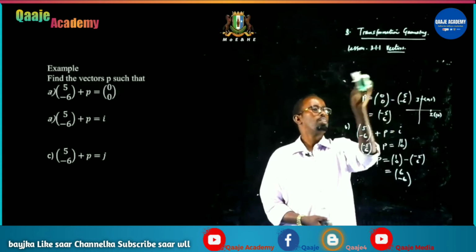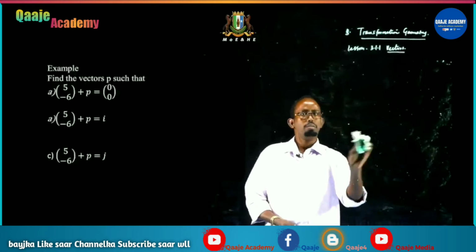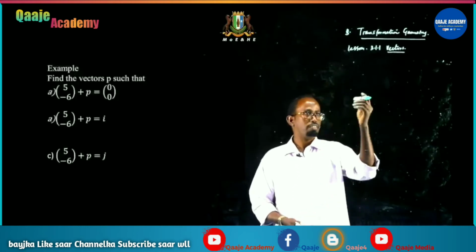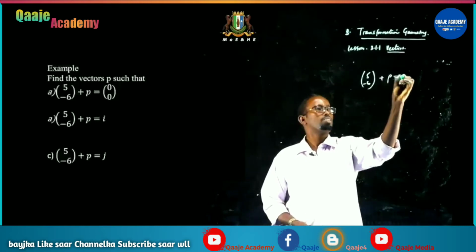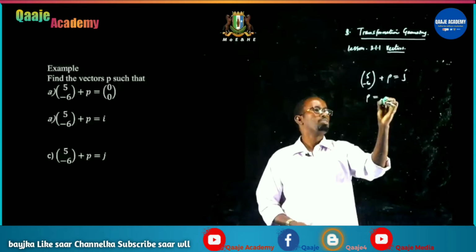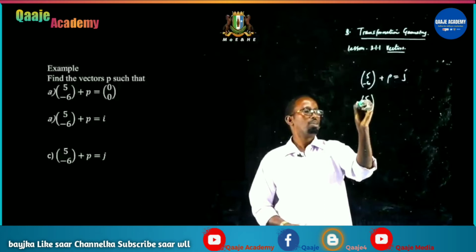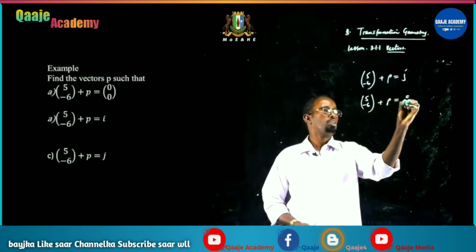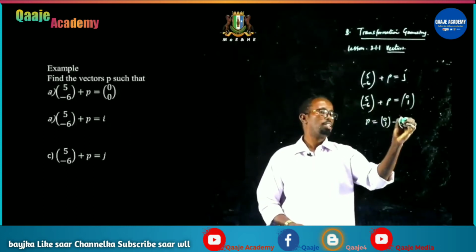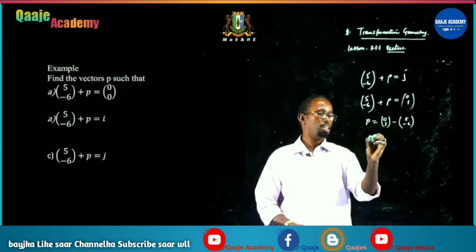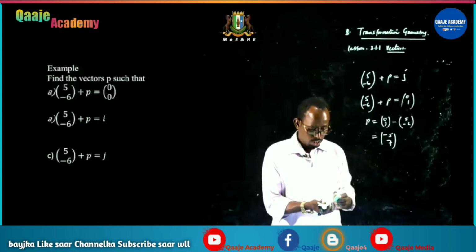The last one, we have (5, -6) plus P is equal to J. Therefore, P will be equal to, instead of J, we write (0, 1). So (5, -6) plus P is equal to (0, 1). So P will be equal to (0, 1) minus (5, -6). To the right, that one becomes 0 minus 5, which is -5, and then this one becomes 7. So that one is also done.